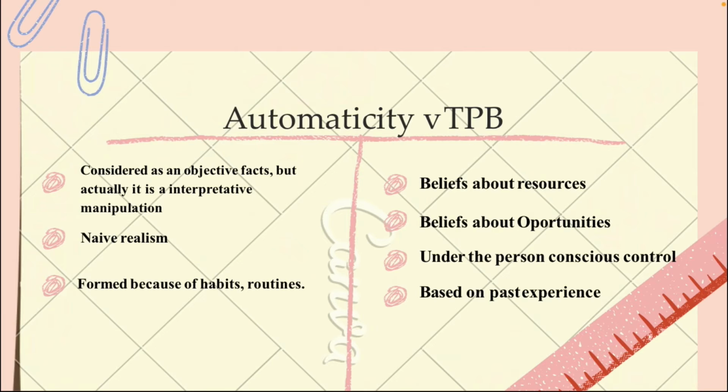Next is the theory of planned behavior. It is based on beliefs about resources and opportunities, and behavior is under the person's conscious control. For example, I know I can stop smoking if I want to, but I don't, because I still want to smoke. And it is based on past experience.